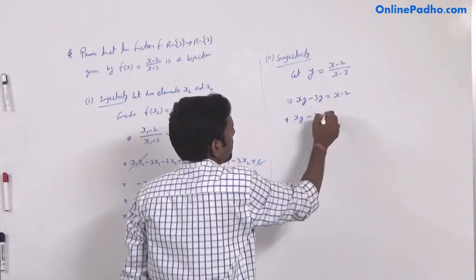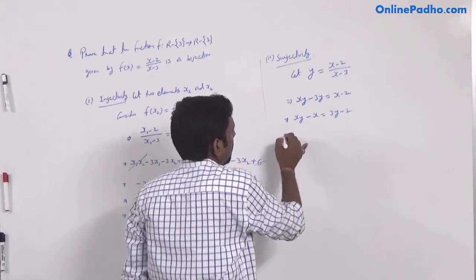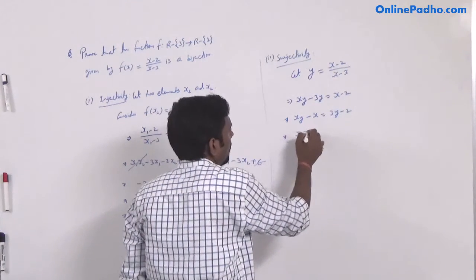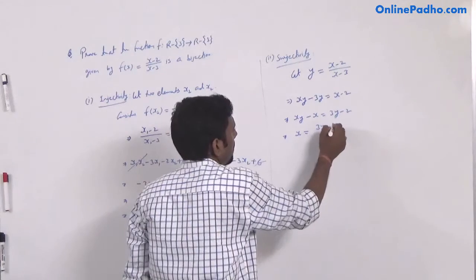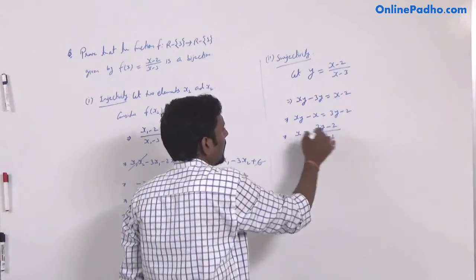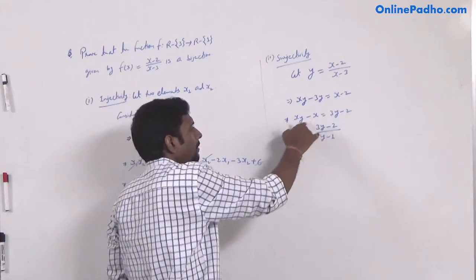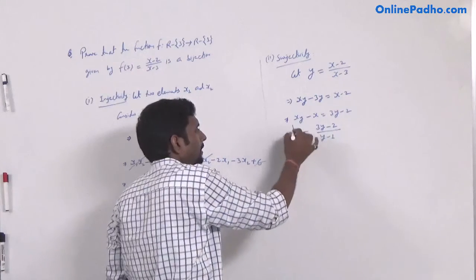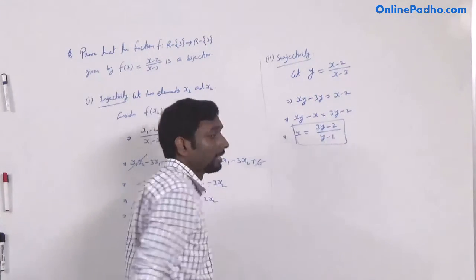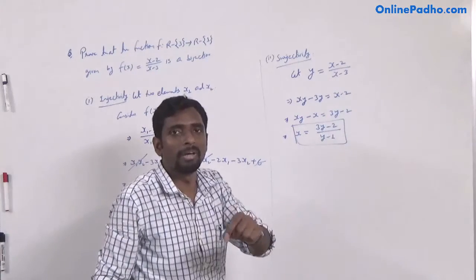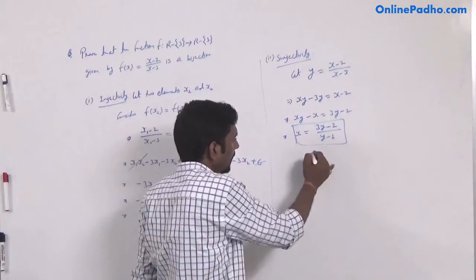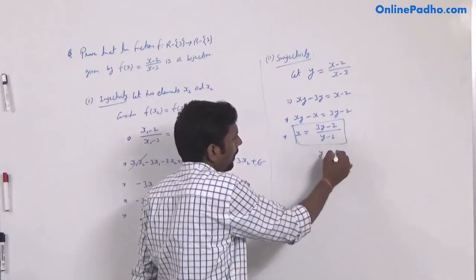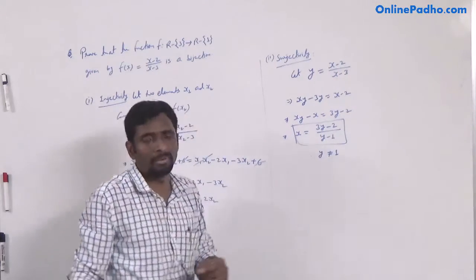xy minus x equal to 3y minus 2. If you take x common, you will write it as x equal to (3y minus 2) by (y minus 1). If you take x common here, you get y minus 1, and the remaining part you divide on the right hand side. This is x in terms of y. Now what is the range? All possible values of y are called the range. Here we can say that y not equal to 1, because the denominator cannot be equal to 0.